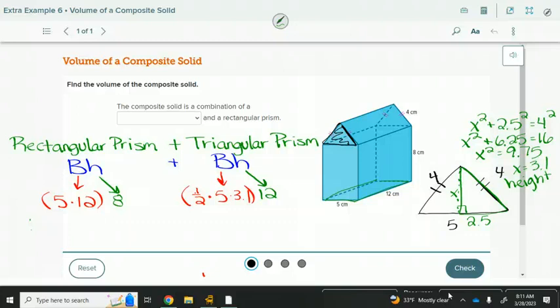So let's start with the rectangular prism. 5 times 12 times 8 is 480. Okay, then let's do the next one. 1/2 times 5 times 3.1 times 12. 93. Does it round to that pretty good?